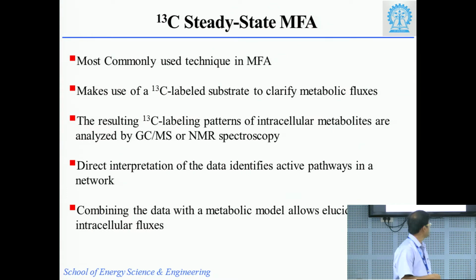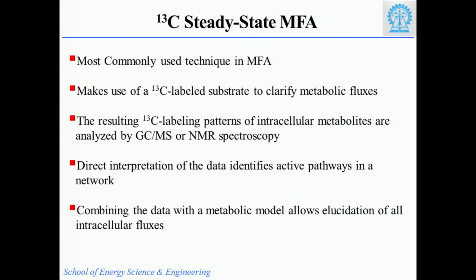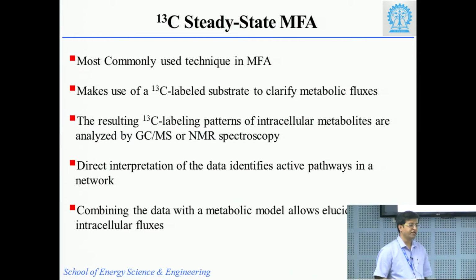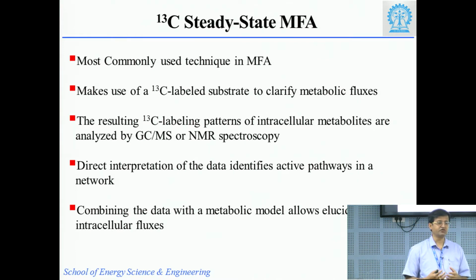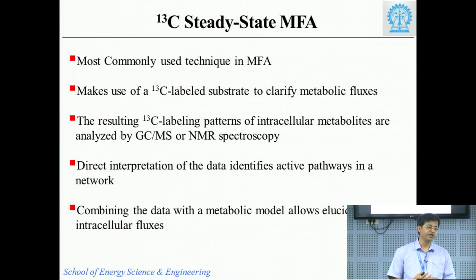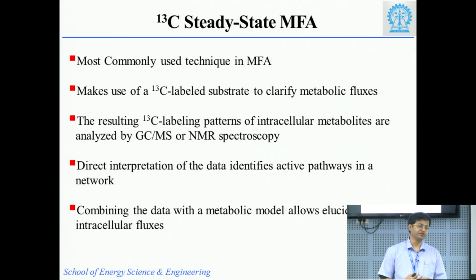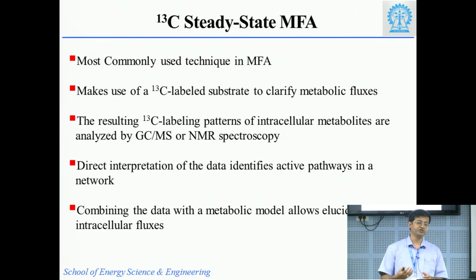The most commonly used technique in MFA is basically the 13C labeled isotope based flux analysis, where you have the substrate as 13C labeled. When the substrate is 13C labeled, what will happen? Your metabolites are also labeled, and then you measure those labeled metabolites using different metabolomics experiments like GC-MS, LC-MS, and before that people used to measure using NMR. So, these are the three techniques available where you can measure the metabolites, and these metabolites have isotope labels.